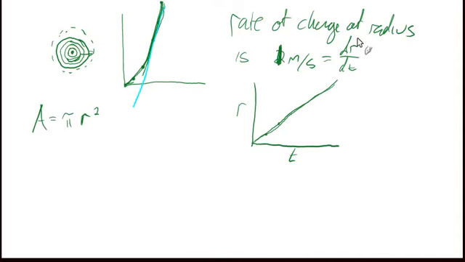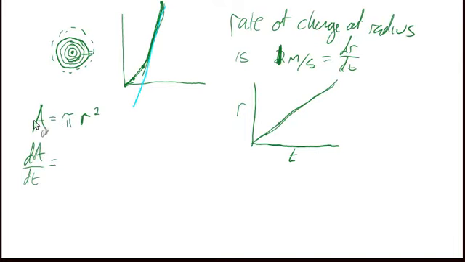I know something about the rate of change of the radius, the derivative of the radius with respect to time. And I have that here. Let's just, out of curiosity, take the derivative of this with respect to time, and we'll do that to the whole thing. So I'm going to take the derivative with respect to time, and this is exactly implicit differentiation.